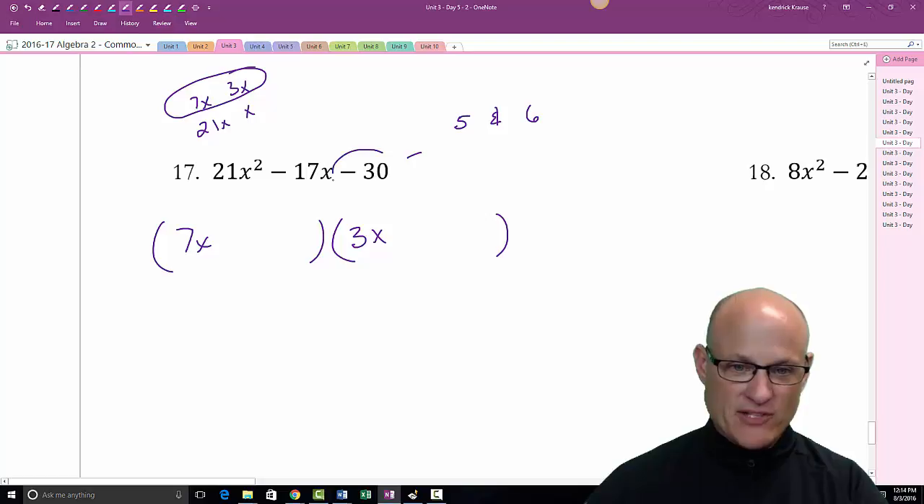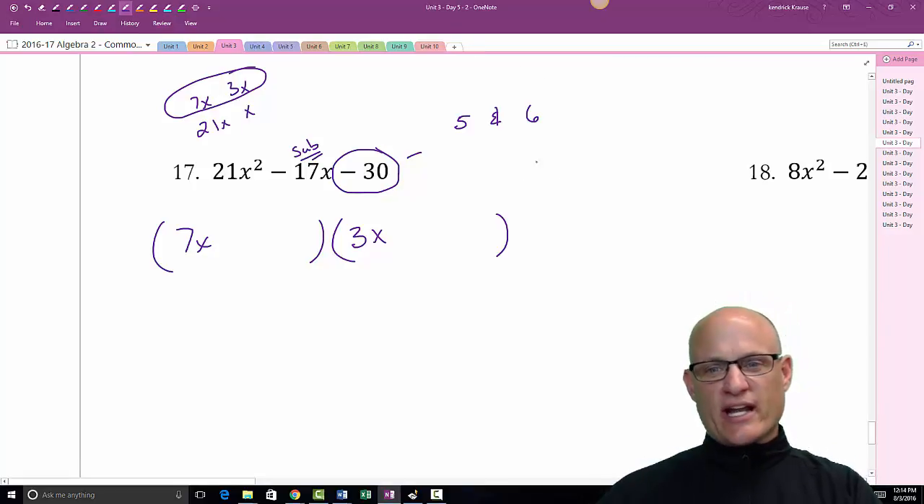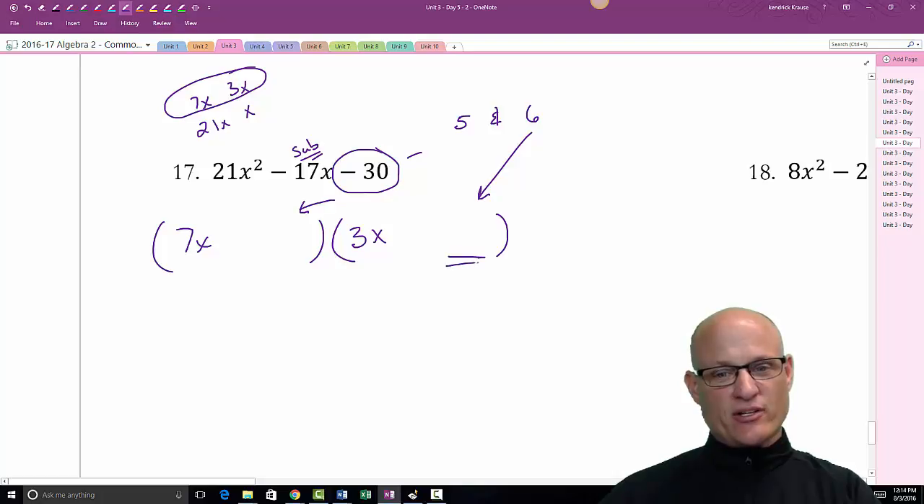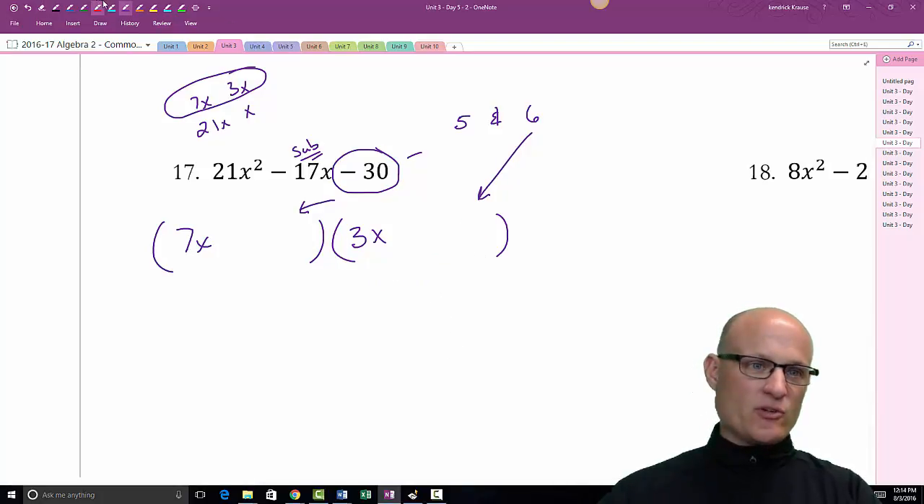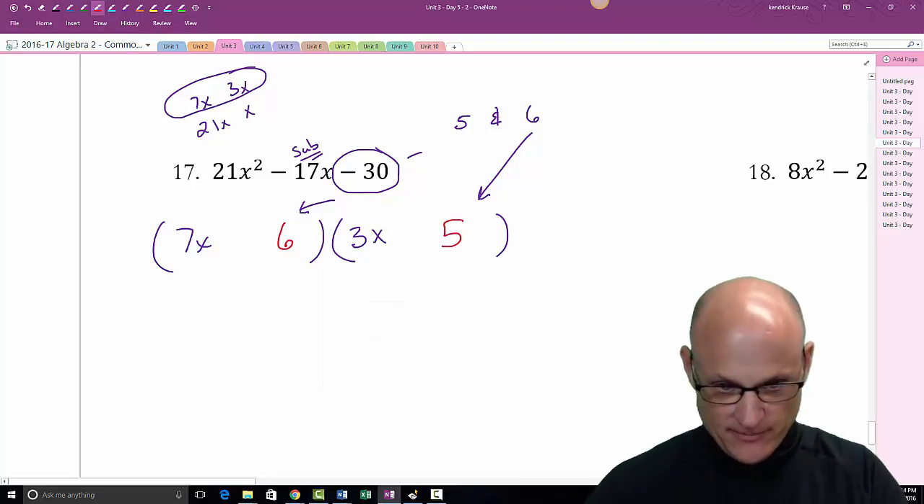Now remember, I can't put the signs in yet because it's negative, and they're going to subtract to give me the middle. All right. Which one of these can I not put the 6 in? Can I put the 6 in here? Can I put the 6 in over here? You're right. I cannot put the 6 here. If I put the 6 here, I would have a GCF. And so therefore, if this is going to work, the 6 has to go over here. And then that would mean the 5 would have to go here.